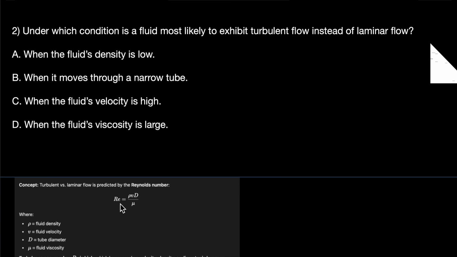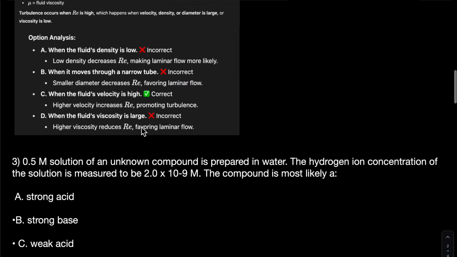D. When the fluid's viscosity is large. So viscosity is here, in the denominator. If it's high, then the Reynolds number is small, which means we don't have that much turbulence. So D is not the correct answer. Next question.